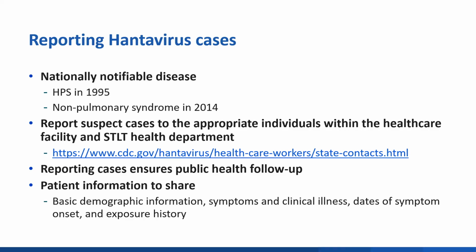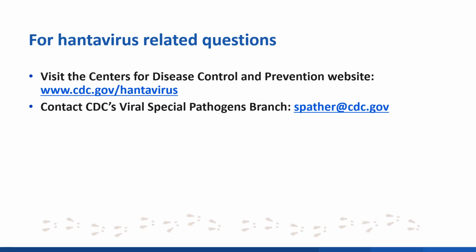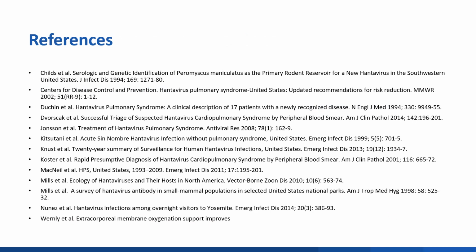Reporting hantavirus cases to the local jurisdiction is very important to ensure public health follow-up. Patient information to share includes basic demographic information, symptoms and clinical illness, dates of symptom onset, and relevant exposure to rodents. For hantavirus-related questions, visit the Centers for Disease Control and Prevention website or contact the CDC's Viral Special Pathogens branch at spather@cdc.gov. Here is a list of references cited in this presentation.